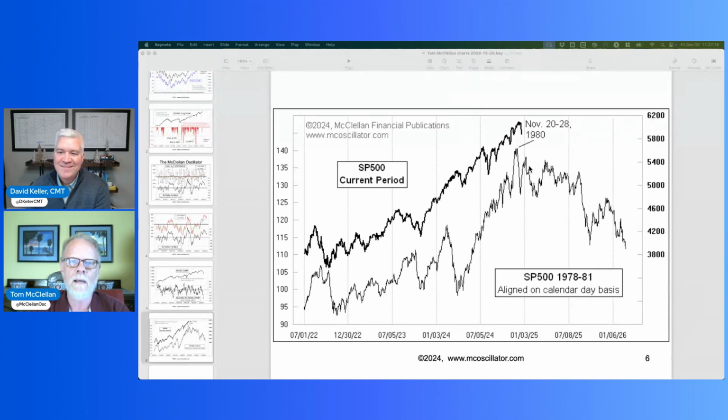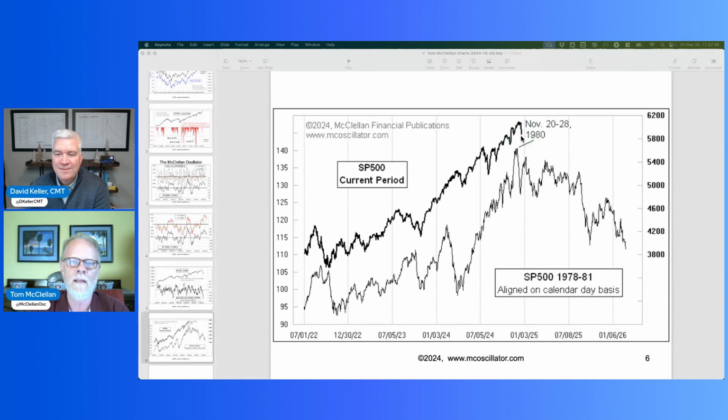Well, what's interesting about that 1980 period, we had a big spike top in late November, and then there was a very sharp drop to a bottom on December 11th. Now, the drop this time came to a bottom on December 19th, so not exactly perfect on a calendar day basis, but the dance steps are still matching up pretty nicely.